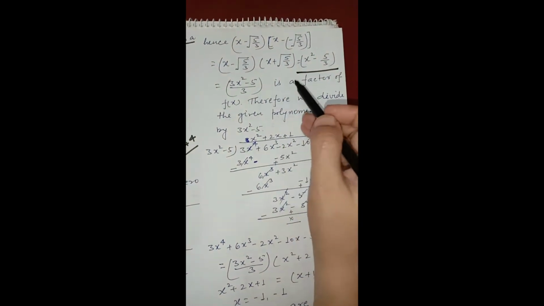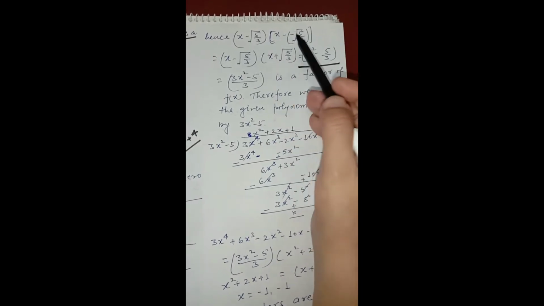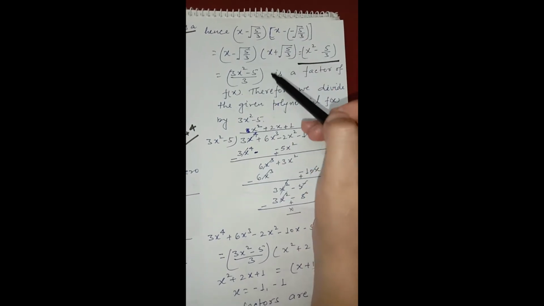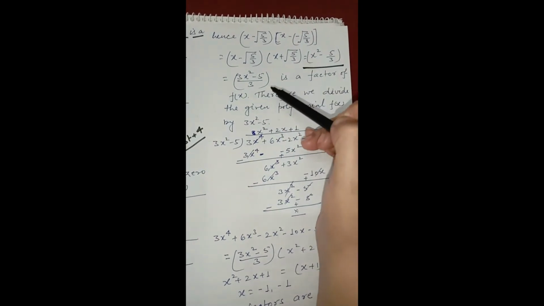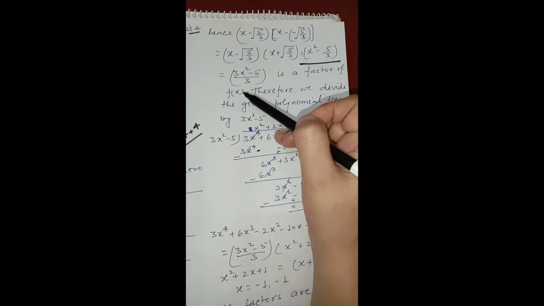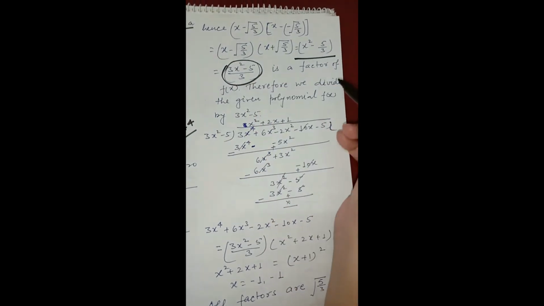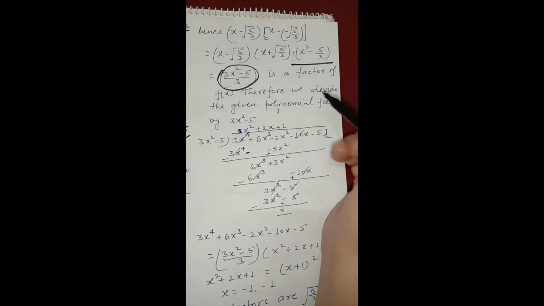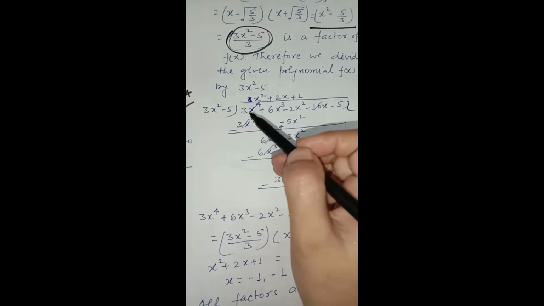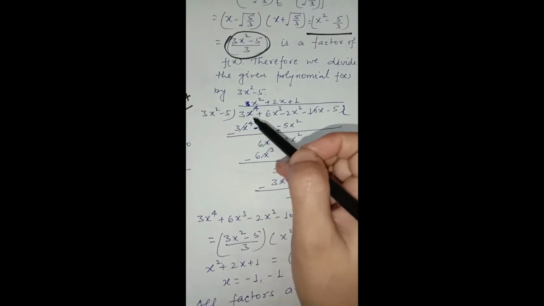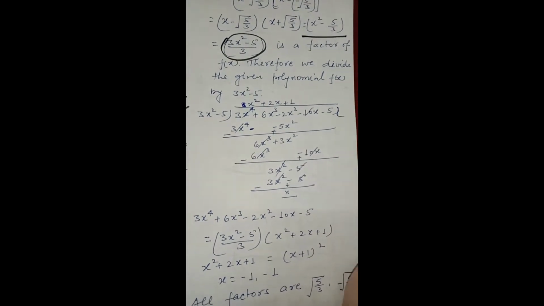Now this will be a factor of f(x), because these two are given as zeros of the given polynomial, so this is a factor of it. It means that on dividing the polynomial f(x) by this, we will get the remainder as 0. So we will divide 3x square minus 5 into 3x to the power 4 plus 6x cube minus 2x square minus 10x minus 5.